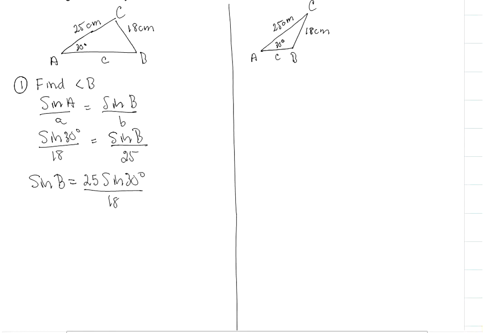Okay, and so when I work this out, I see that the sine of B is about 0.66944. And so when I work out angle B, remember you need to use the inverse of sine.